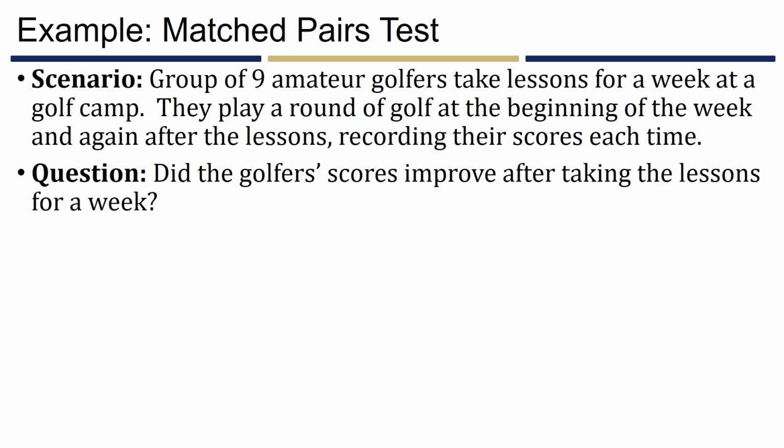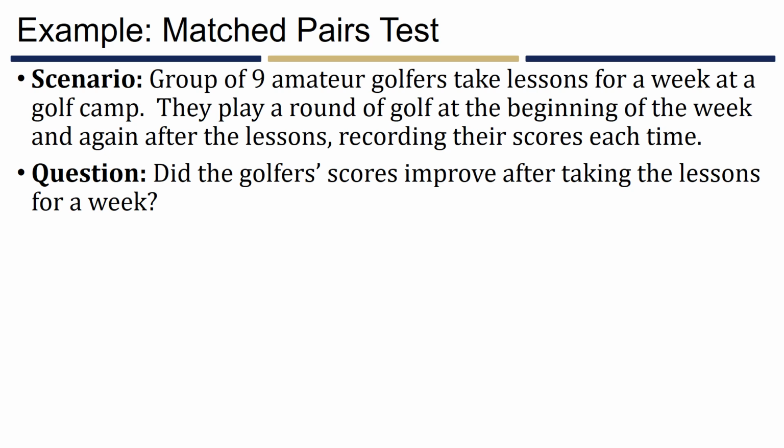So back to our golfer example. We have our 9 amateur golfers. They each take lessons for a week at a golf camp. They play 1 round of golf at the beginning, and then again after the lessons to see if they've improved. And that's really our goal here, is we want to see if the scores improved after having taken the lessons for a week. Now, in golf, lower scores are better. It means you took fewer strokes to complete the 18 holes.